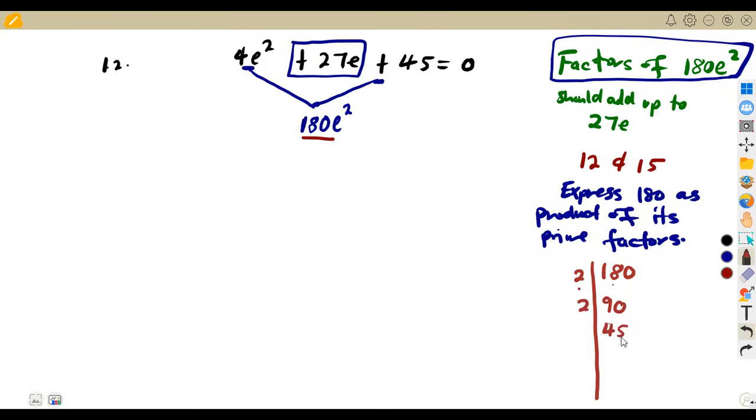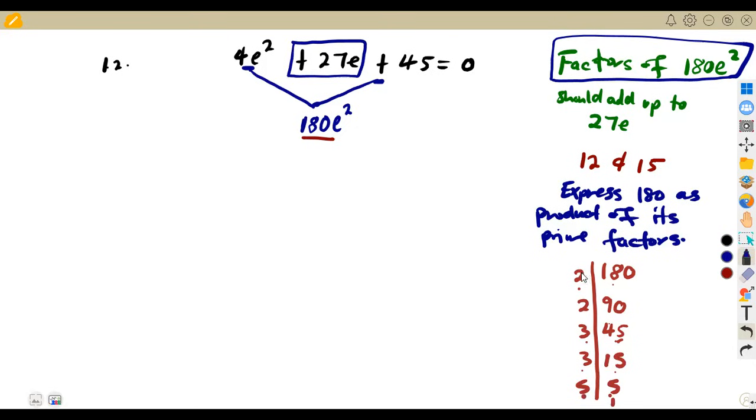2 cannot be used this time because we've got 5 here, so we're going to try 3. 45 divided by 3 is the factor, we get 15. We try 3 again. 15 divided by 3, we get a 5. Then we can't use 3, we use 5. So 5 divided by 5, that's a 1.